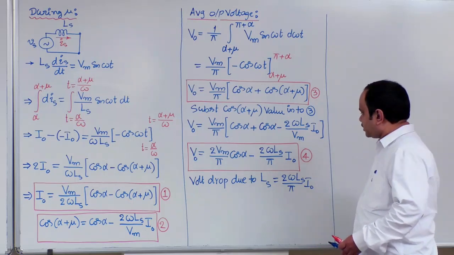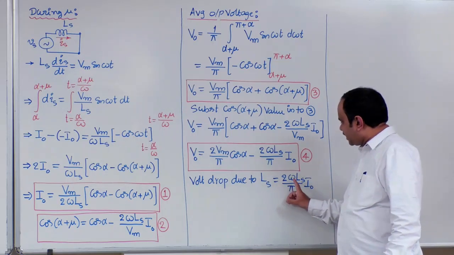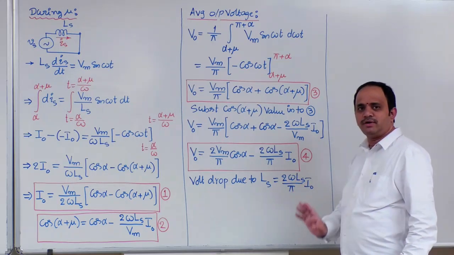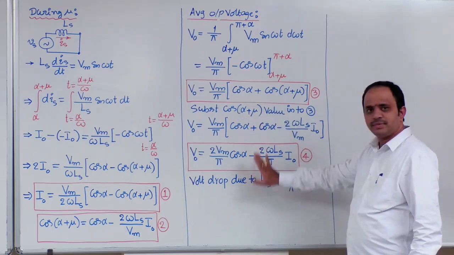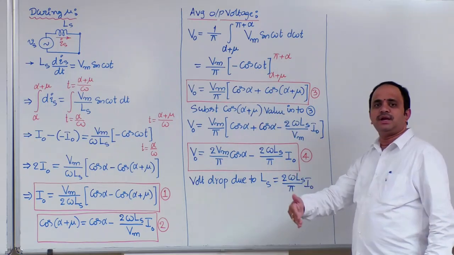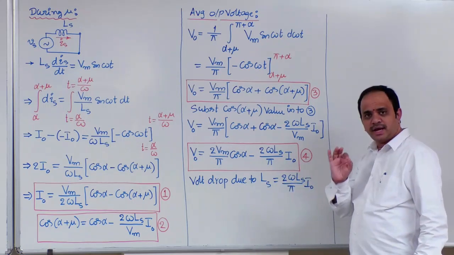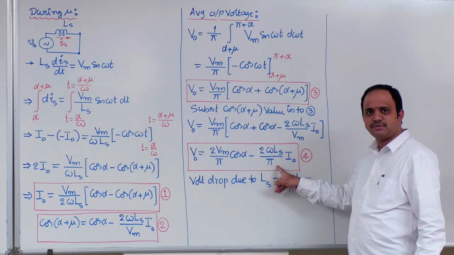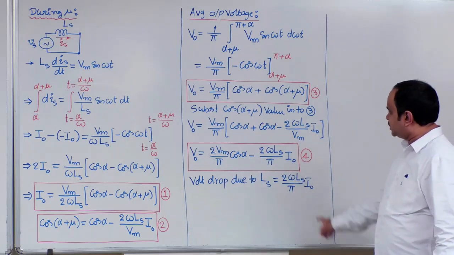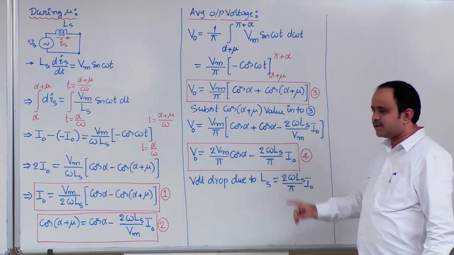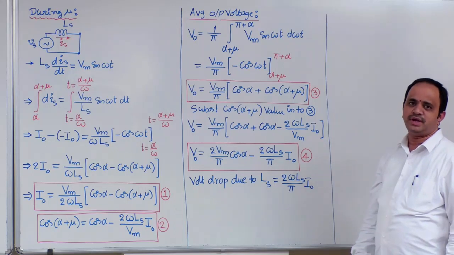Now here I would like to tell you one point. In some books it is given as omega ls by pi into I0. Please do not follow that. This is the correct procedure. There are some earlier GATE questions on this formula itself, and even the GATE key is given as per this formula. Please follow equation number 4 exactly. So the second term in equation number 4 is called the voltage drop due to source inductance.